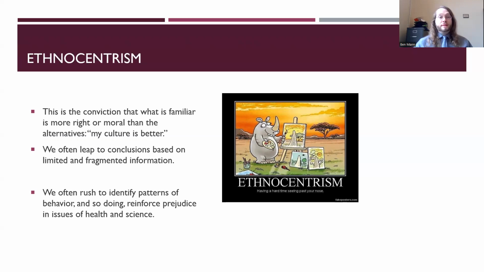But this might mean that we leap to conclusions. We stereotype and we make assumptions about others based on the limited information that we have. For example, rushing to identify behaviors in other people, assuming that, for instance, the reason that someone is diabetic is a result of choice rather than the result of genetics or issues as it relates to social and economic disparities. So ethnocentrism is an impediment to care because it leads us to make conclusions that are not necessarily accurate of a patient's lived experience.